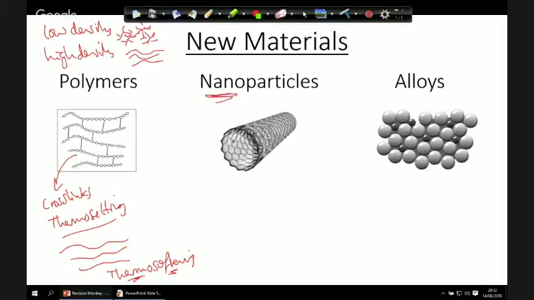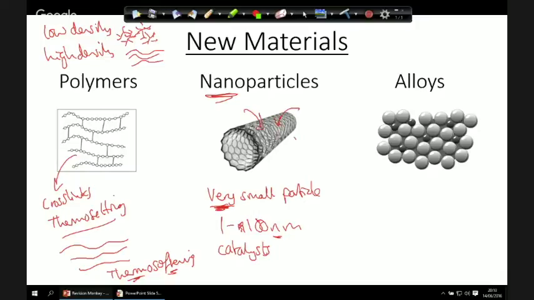They might also talk about nanoparticles, easy marks if they do, because you just need to describe a nanoparticle as a very small particle. If you don't put the word very there, you won't get the mark. It has to be very small. And they are in the size of 1 to 100 nanometers. You need to remember that range, probably a multiple choice question, but 1 to 100 nanometers. And they make good catalysts because they've got a big surface area to volume ratio.